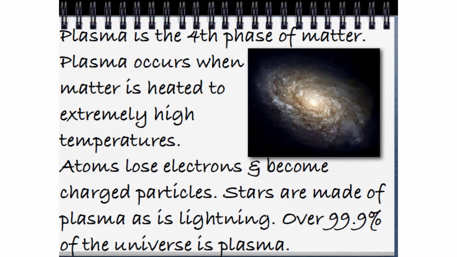So it is the fourth state of matter, but it just means that it has so much more energy than gases that they actually become ions because they are losing their electrons. The stars are made up of plasma, as is lightning. Over 99.9% of the universe is plasma. So it is the most common phase of matter if you are considering the universe as a whole.